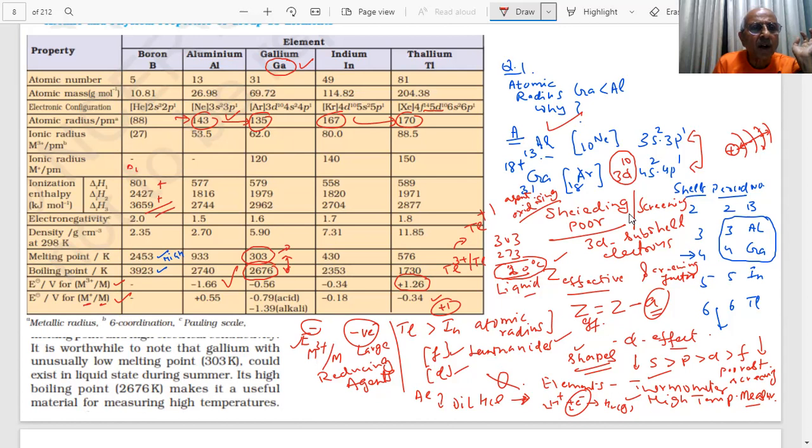Delta IH1, delta IH2, delta IH3. These values are very high for which element? For boron, they are very high. Very high. Do you have that much energy in the reaction? That is our question. Who will give that energy, student? Not possible. Therefore, we are not going to get boron 3 plus, students.